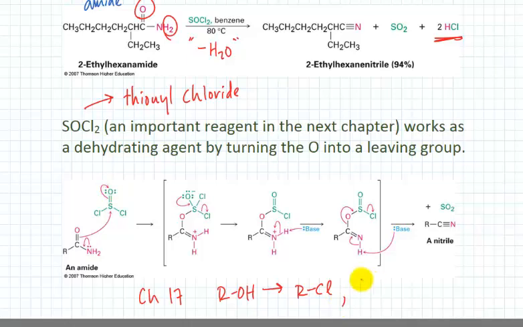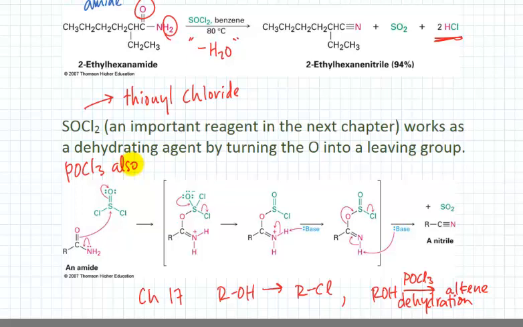Also, POCl3: ROH with POCl3 makes it into an alkene. You'll notice that's also a dehydration, just like this is a dehydration, essentially. So POCl3 also works for this reaction.